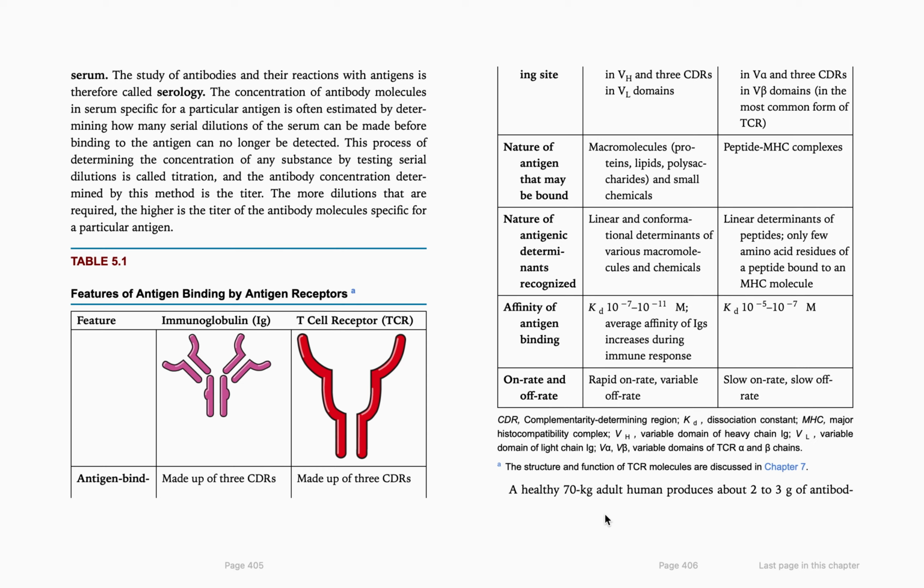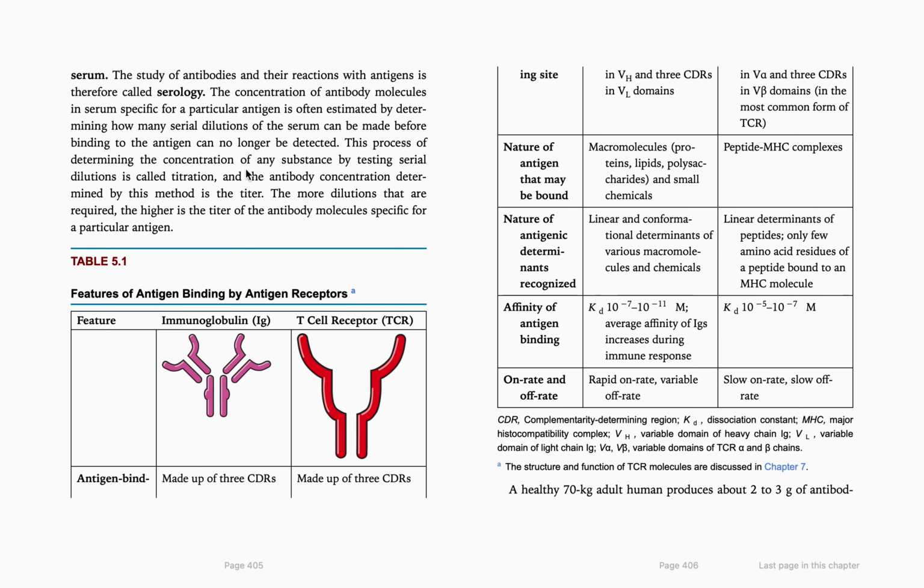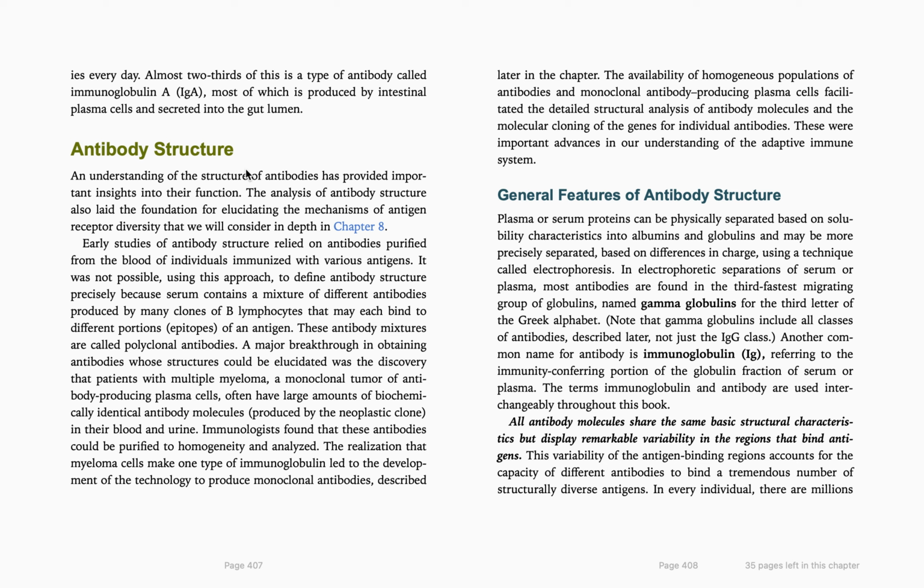A healthy 70 kg adult human produces about 2 to 3 grams of antibodies every day. This is 2 to 3 grams of antibodies every day produced by a 70 kg person. Almost 2/3 of this is a type of antibody called immunoglobulin A, IgA, most of which is produced by intestinal plasma cells and secreted into the gut lumen.